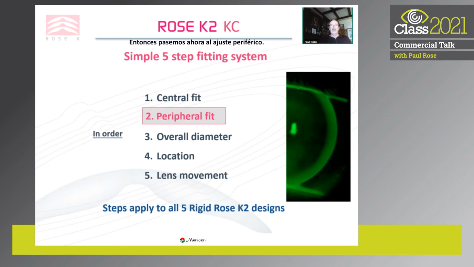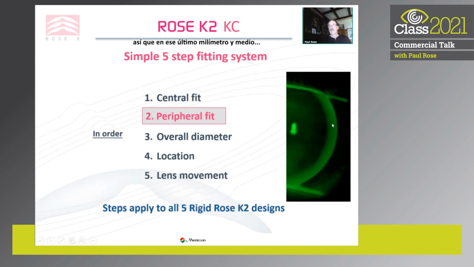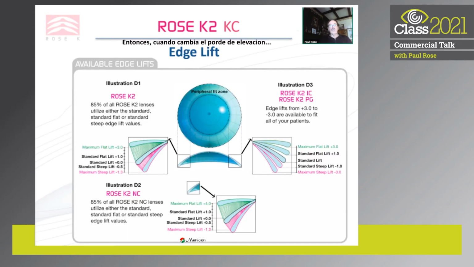So let's now move to the peripheral fit. So this is what's happening at the edge of the lens here. So in that last sort of millimeter, 1.5 millimeters, we're now going to see the importance of this area. So when you change the edge lift, and you have multiple choices in rows A, you're going to change all the curves from the edge of the optic zone out to the edge of the lens. So even though you're only interpreting the fluorescent pattern in the last 1 to 1.5 millimeters, we actually are changing all the curves from the edge of the back optic right out to the edge of the lens.